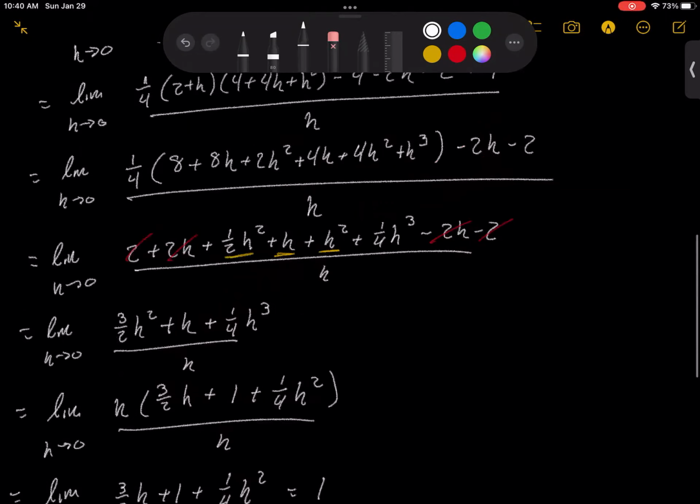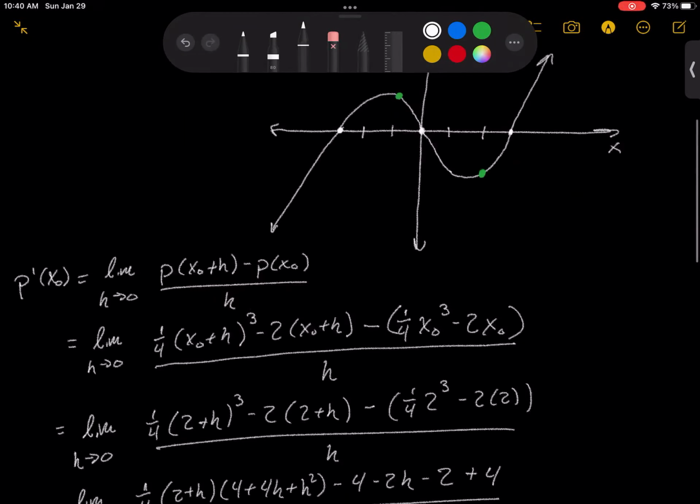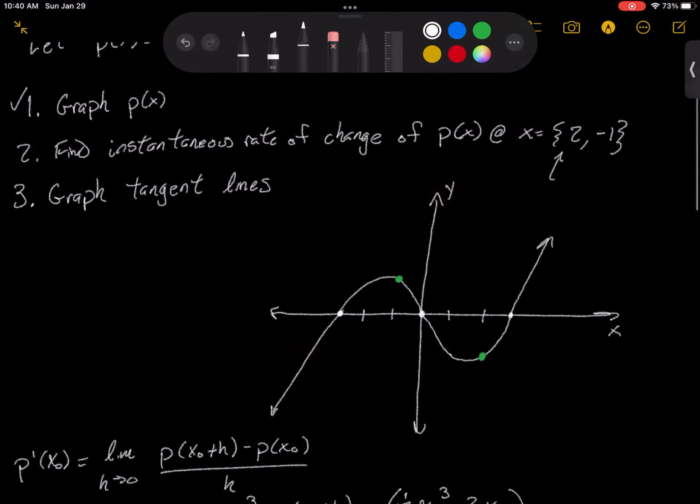Cool, so let's go back up to our graph. We just told ourselves that the instantaneous rate of change of this function p of x at the point 2 was 1. And it kind of looks like that from our picture, right? The tangent line, the line whose slope is the instantaneous rate of change of p of x at this point 2, has a slope of 1. So at that instant in time, at that single x value, the function p of x is changing at a rate of 1 unit per unit change in your x.